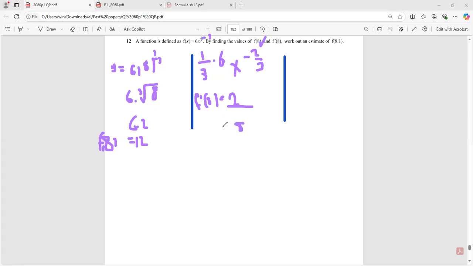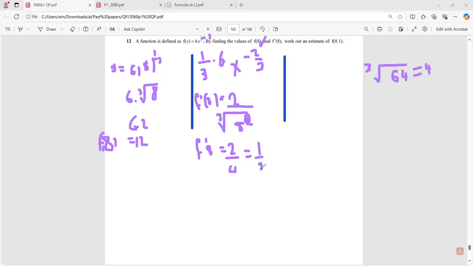the cubic root of the squared 8. So here it will be 8 to the power of 2, which is 64, cubic root, which equals 4. Okay, so now f dash 8 equals 2 over 4, which equals half.